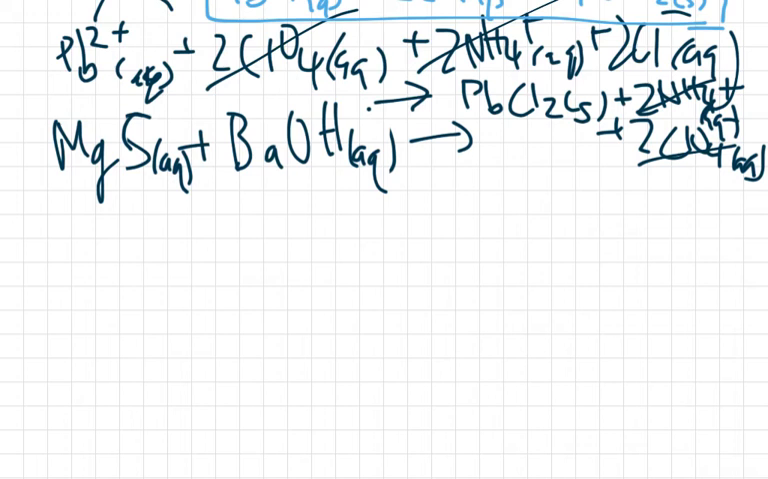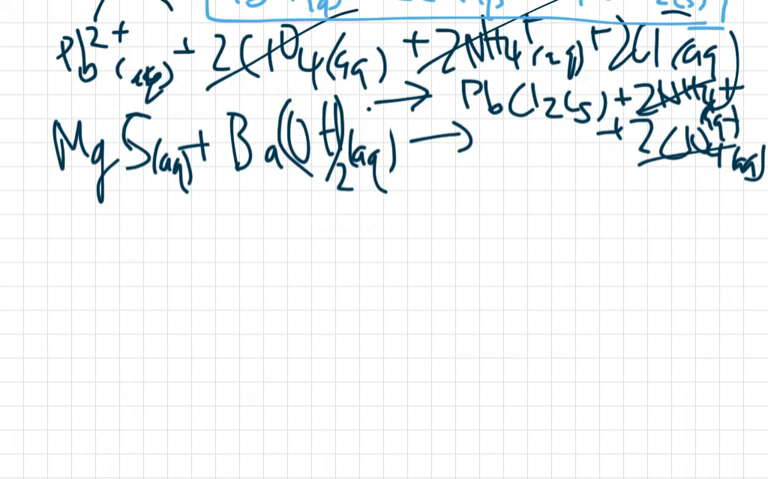MgS plus Ba(OH)2. So we are going to do the switcheroo again, and we have to balance things first. So let's see. Oh, I think I messed up something. This OH is supposed to be (OH)2, since hydroxide is -1 and Ba is +2. So my mistake there. Sorry for that. And let's see. How do we balance this? Well, I don't think we have to balance anything. So let's just move forward.